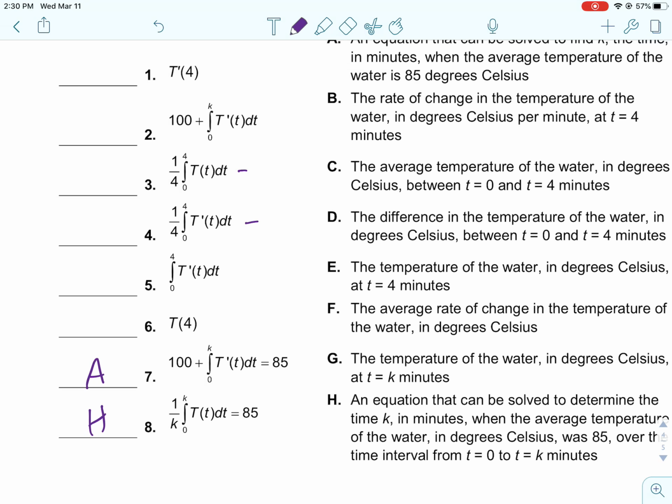Now, there's a difference between this one and this one. Now, when you're doing average, this right here means average temperature. Number 3. So when you're doing the average formula, whatever is here, the T of T, that's what you're finding the average of. This one was more difficult than I thought.